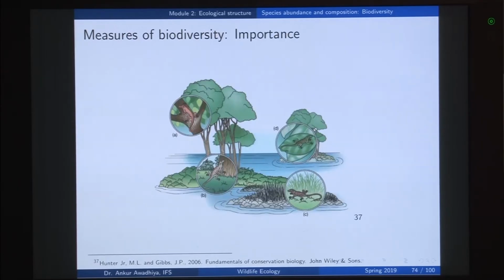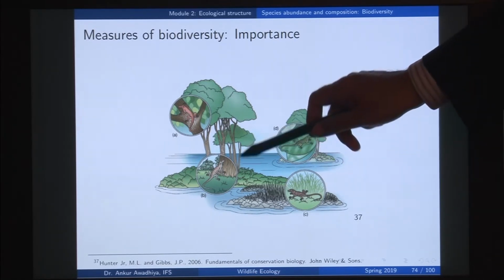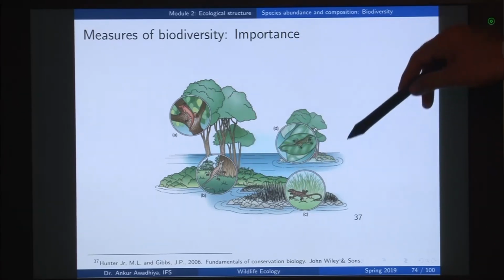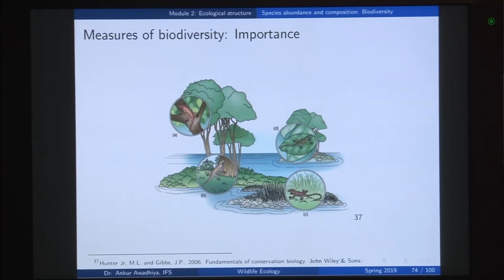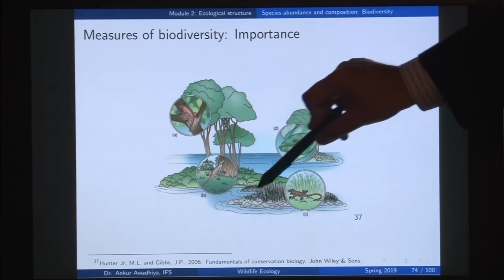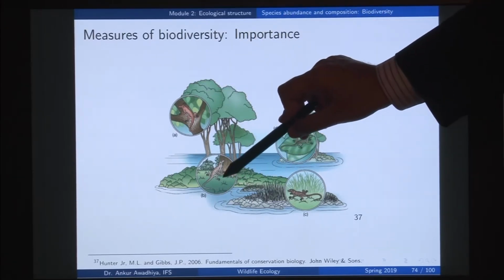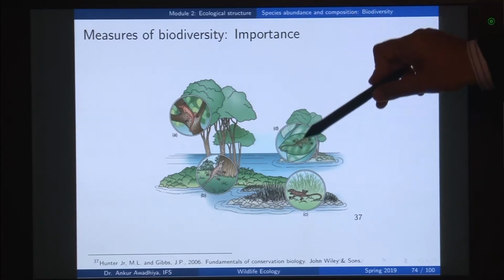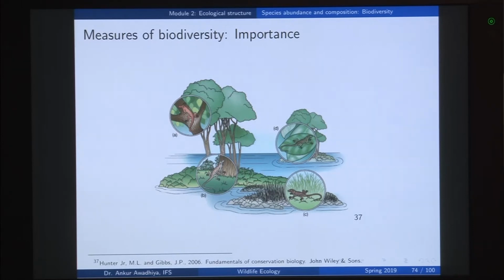Now, to give an example of alpha, beta and gamma biodiversity, here is a field situation. You have two islands. On the first island you have a patch of trees and a swampy area, and on the second island you have a patch of trees. Here we are looking only at the lizard population. This swampy area has one species of lizard, this patch of trees has two species of lizards, one lives on the grasses and the second one lives on the trees, and on this island we have another species of lizard that is found.